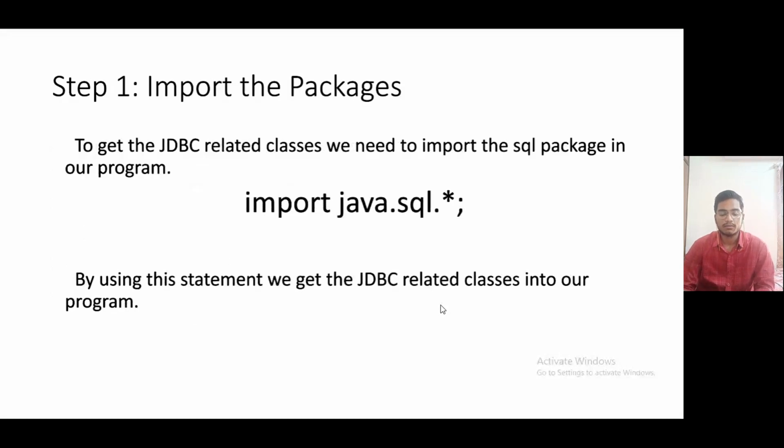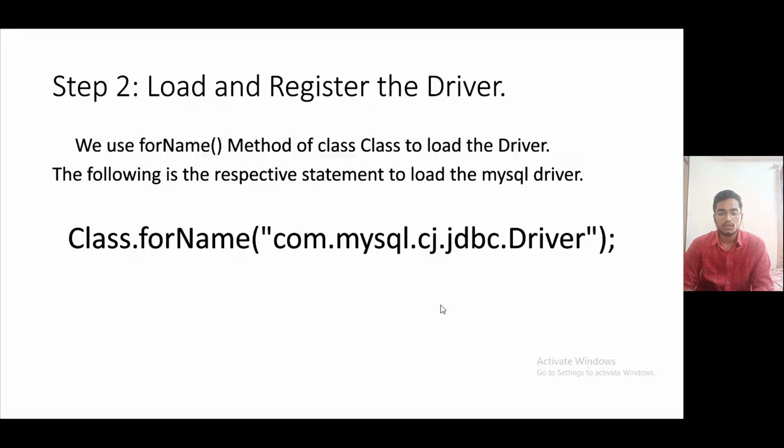By writing the statement import java.sql.*, we can import the classes related to JDBC. And the second step is to load and register the driver. We need to register the driver to get connected with JDBC, and this can be done with the forName method, which is in the class called Class. And the argument is com.mysql.cj.jdbc.Driver to connect with the MySQL database.